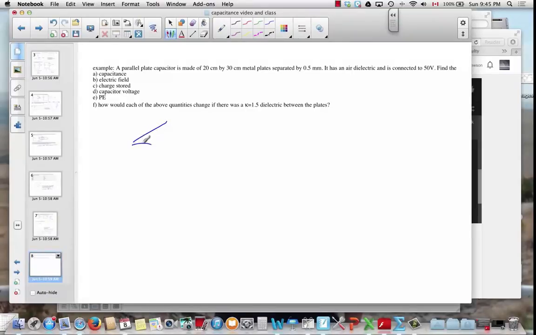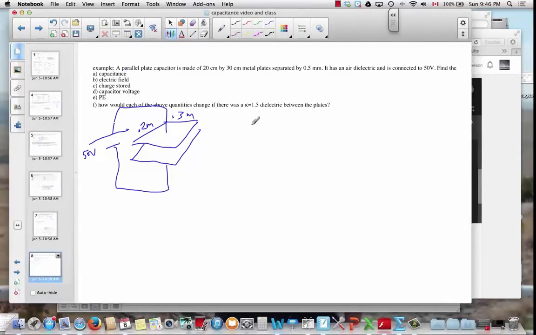Here are the capacitor plates. They are 20 centimeters, 0.2 meters by 30 centimeters, 0.3. That's the upper plate. There's a lower plate here parallel to it. And these two plates are hooked up to a cell, and it's a 50-volt cell. So remember, charge will spill from the cell onto these large metal plates. None will flow through the gap. The capacitor will charge up until it reaches 50 volts.